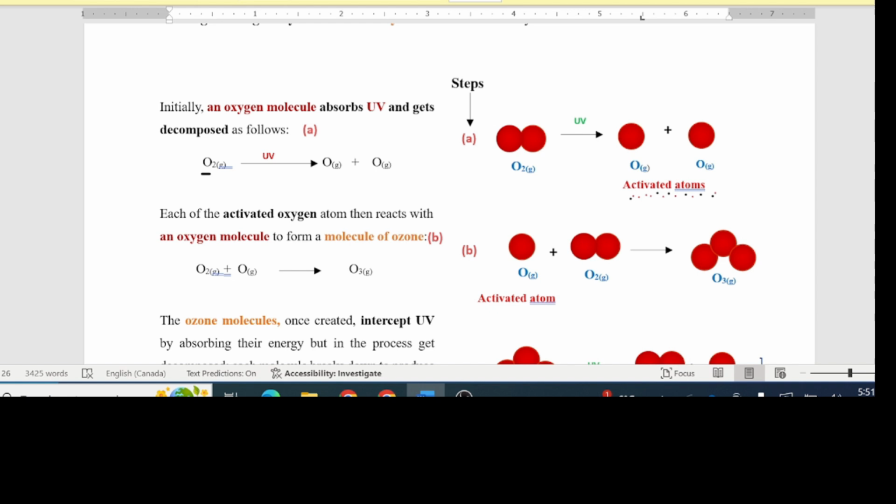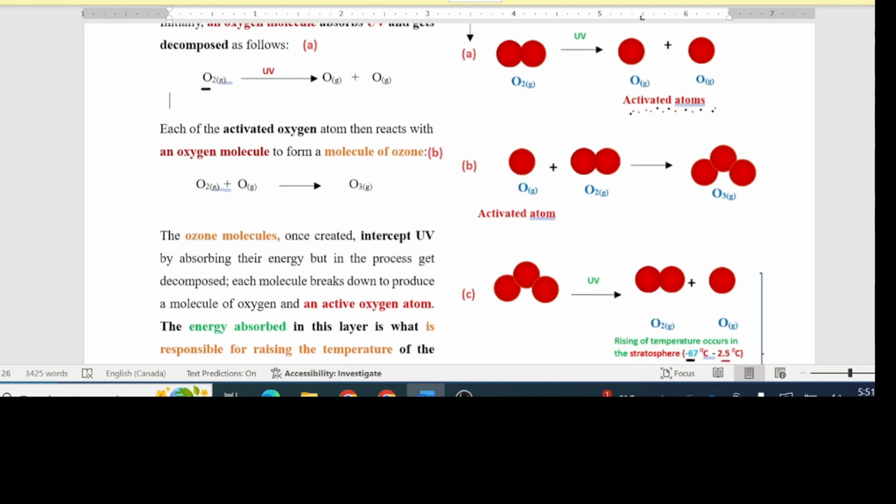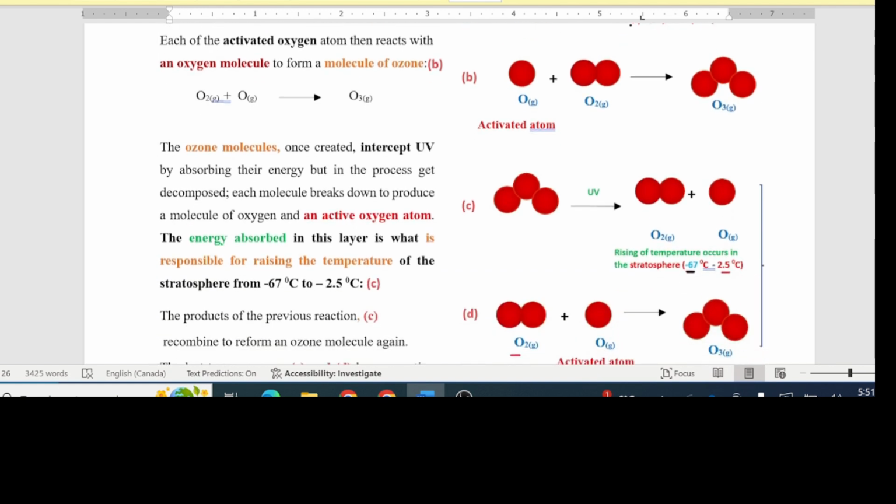So what happens next is this. One of these activated oxygen atoms will encounter an oxygen molecule, and that forms ozone. That reaction creates ozone. So this is how ozone is initially created. Now, these other two reactions here comprise the ozone cycle.